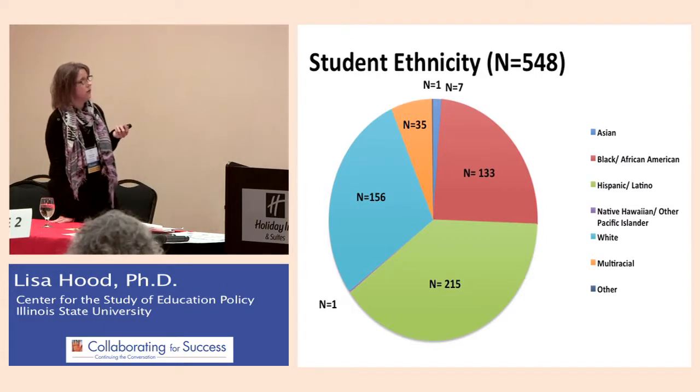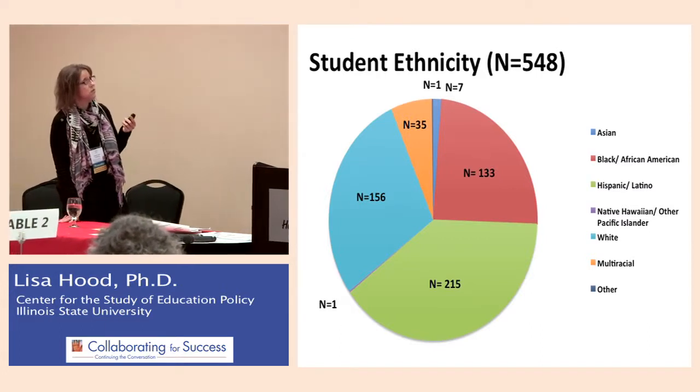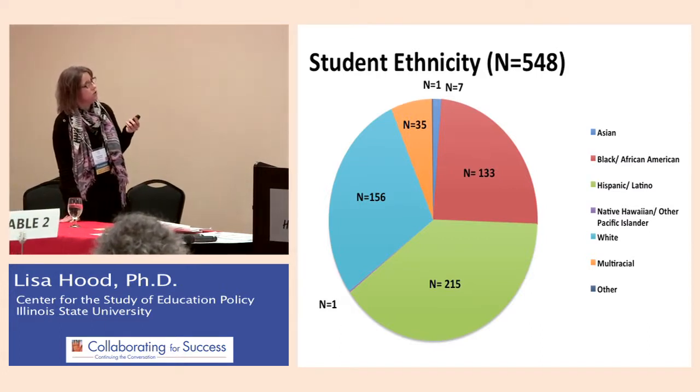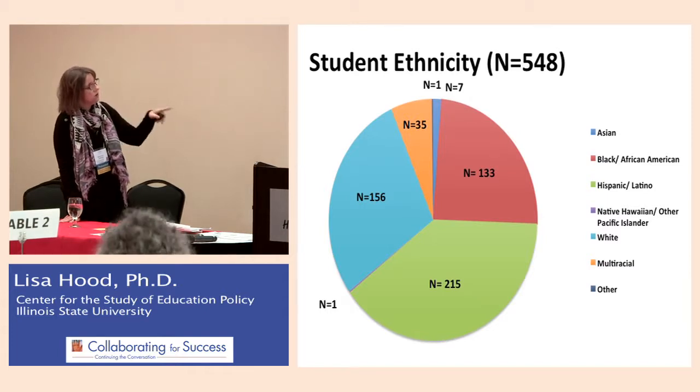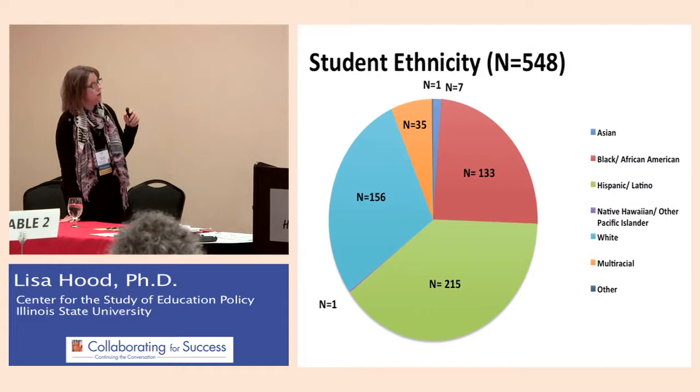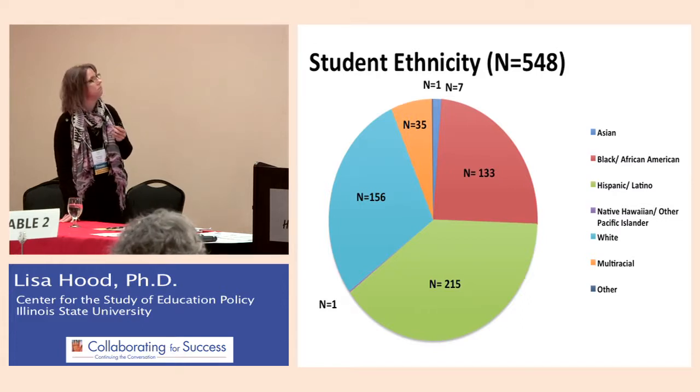So student ethnicity, we have a really good diverse student population. As you'll see, about 1/3 would be Black or African American, another 1/3 would be Hispanic or Latino, and then the other 1/3 are white.